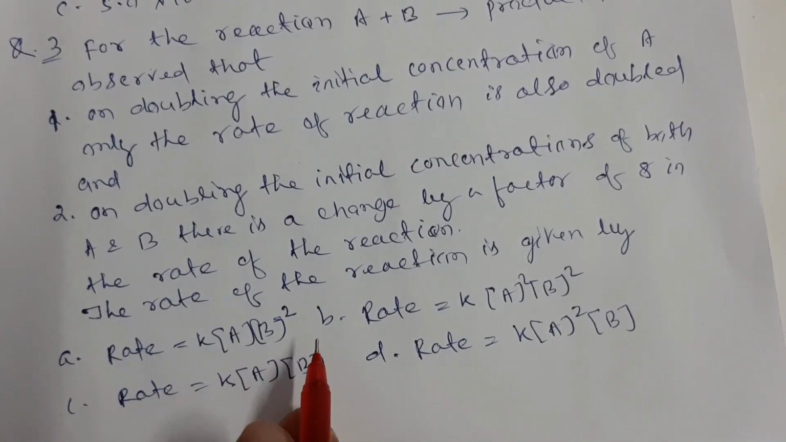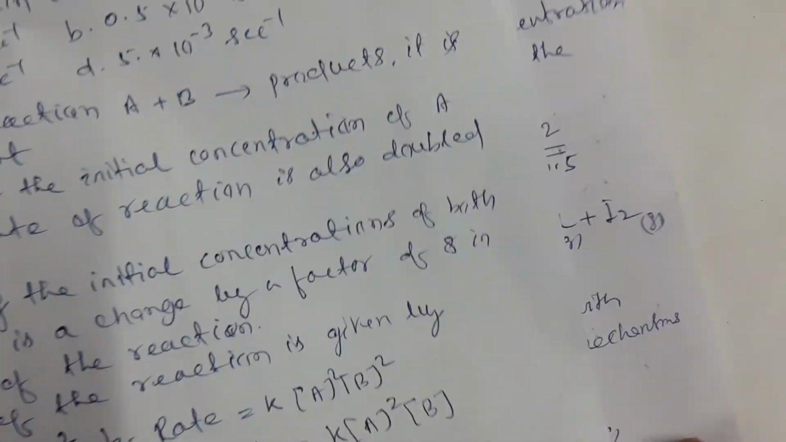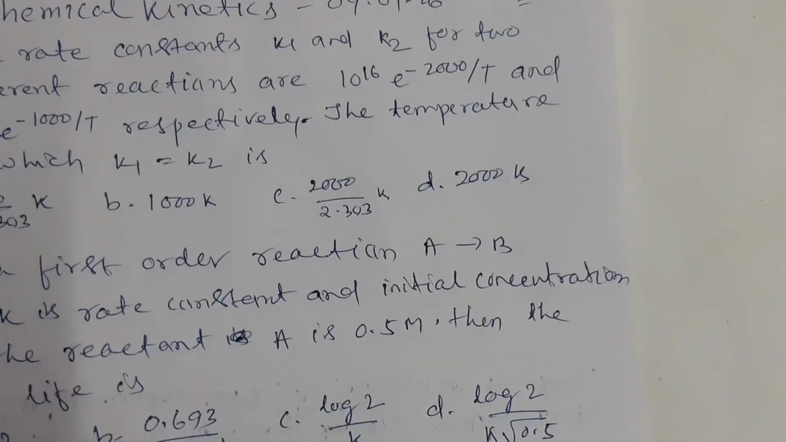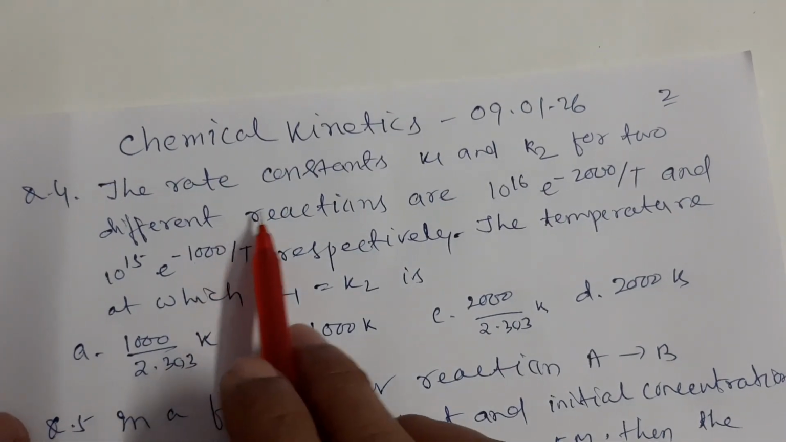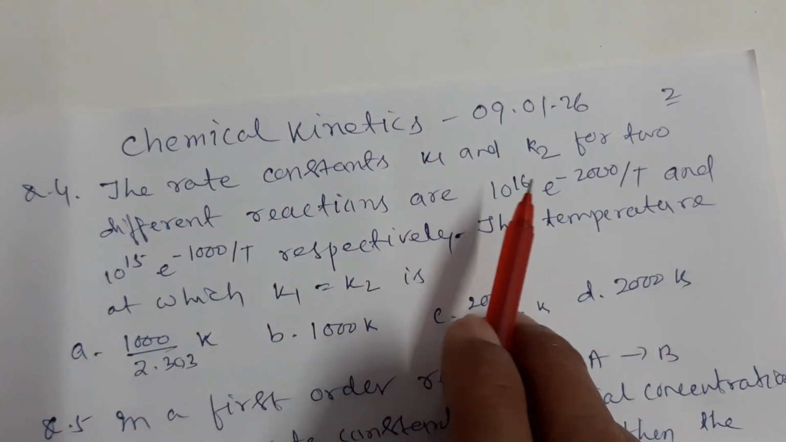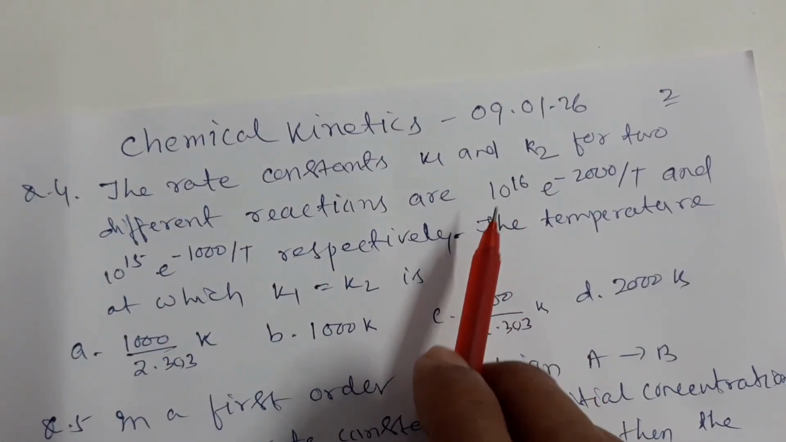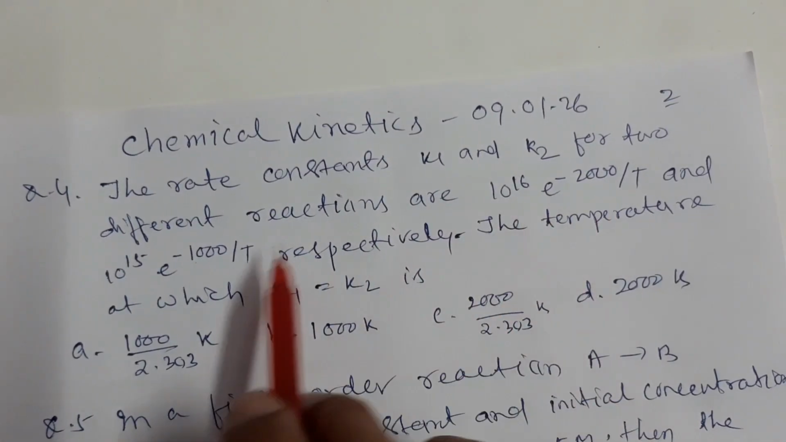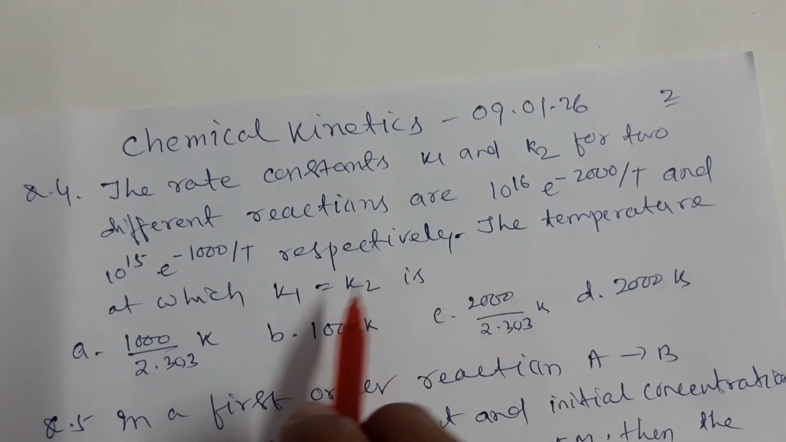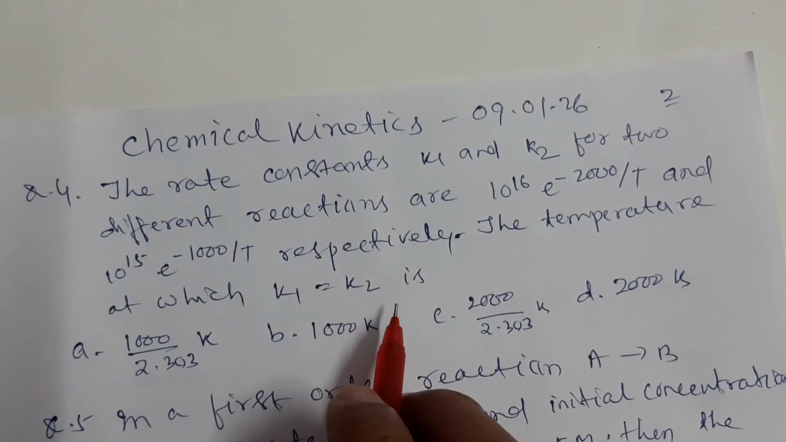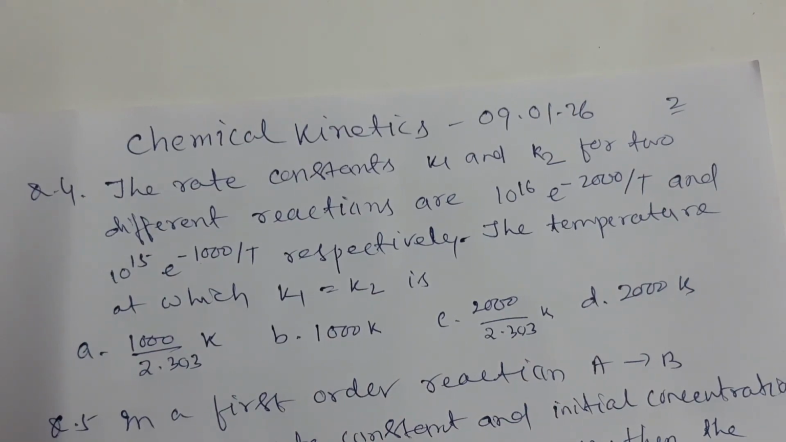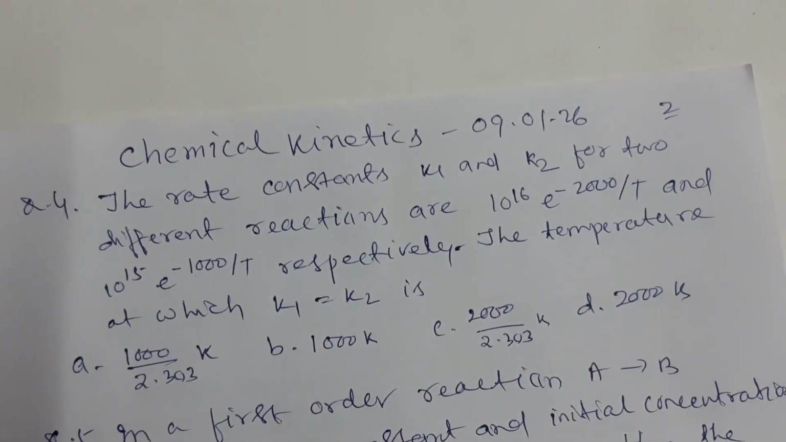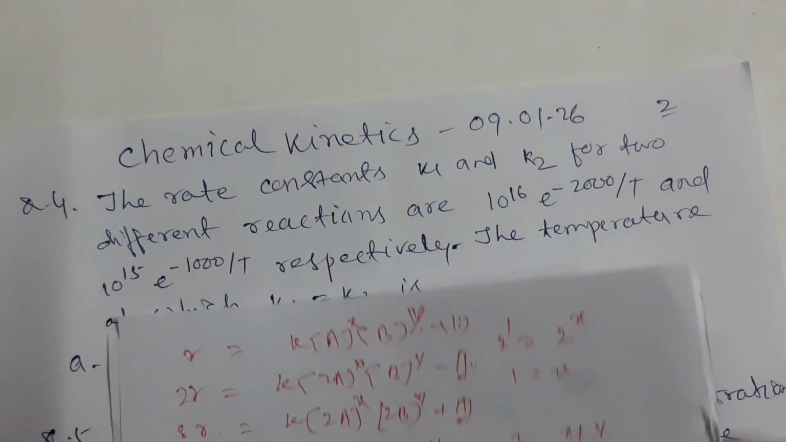Okay, students. Next, question number 4. The rate constants K1 and K2 for two different reactions are given respectively. At which temperature will K1 be equal to K2? At which temperature K1 and K2 will be the same. Okay, so question number 4.